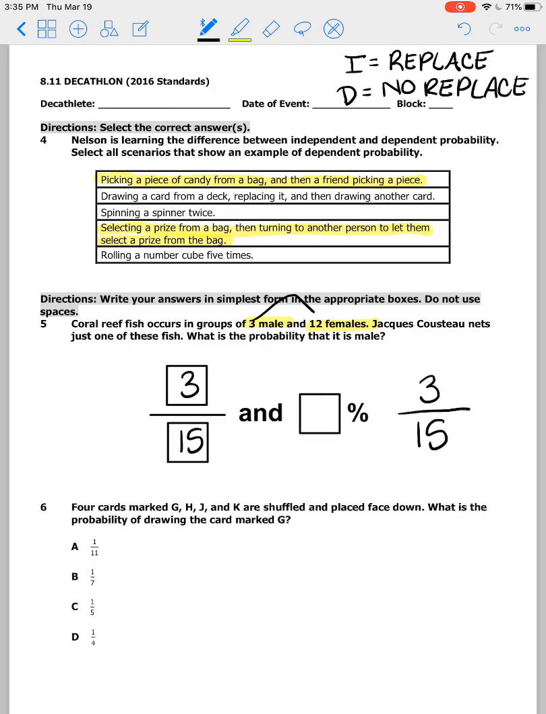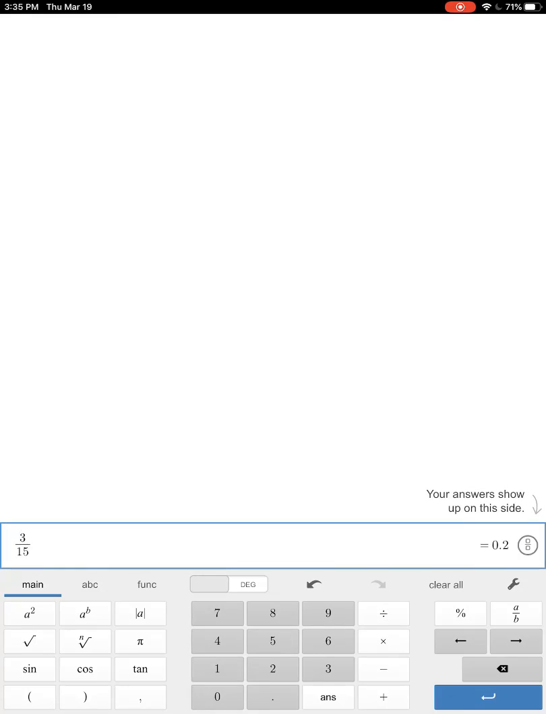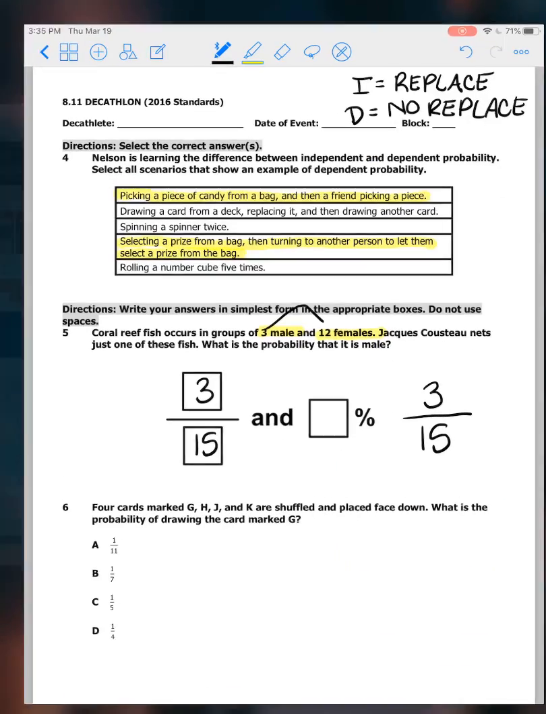Now probability can also be written as a percent. So let's use Desmos to do our division to turn this into a decimal. So 3 divided by 15, we get 0.2.